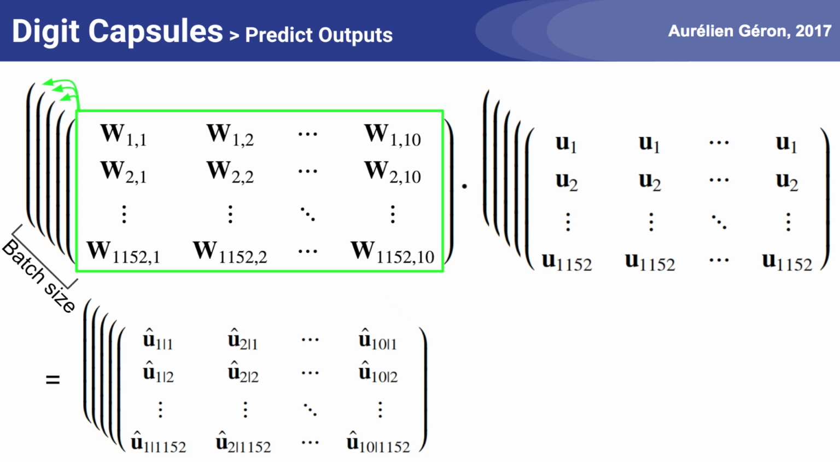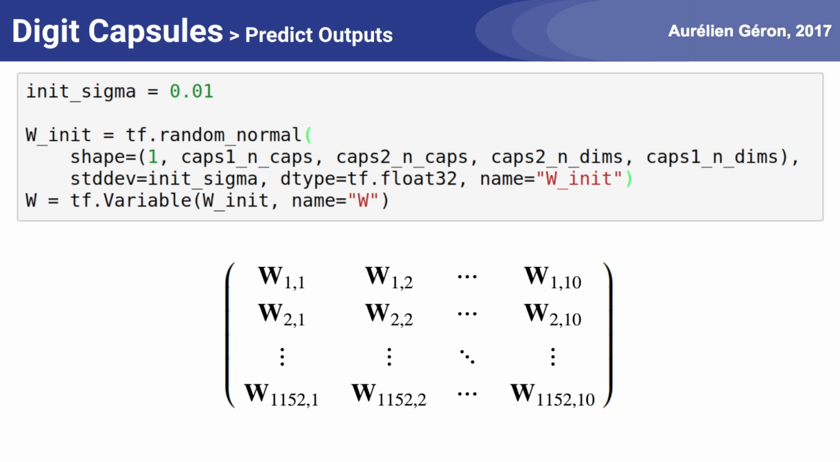But we need to replicate the 4D array containing all the transformation matrices so that we end up with one copy per instance in the batch. Now, if you understand this, then the code should be pretty clear. First, we create a variable containing all the transformation matrices. It has one row per primary capsule, one column per digit capsule, and it contains 16 by 8 matrices. That's 4 dimensions, and we add another dimension at the beginning of size 1 to make it easy to tile this array for each instance in the batch.